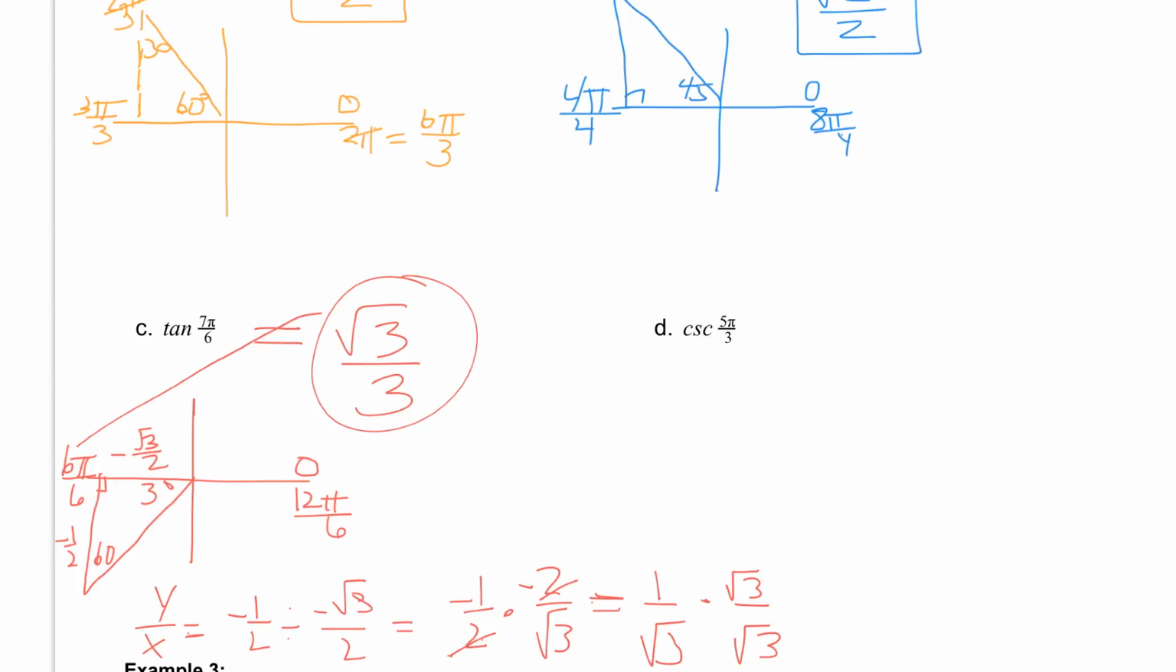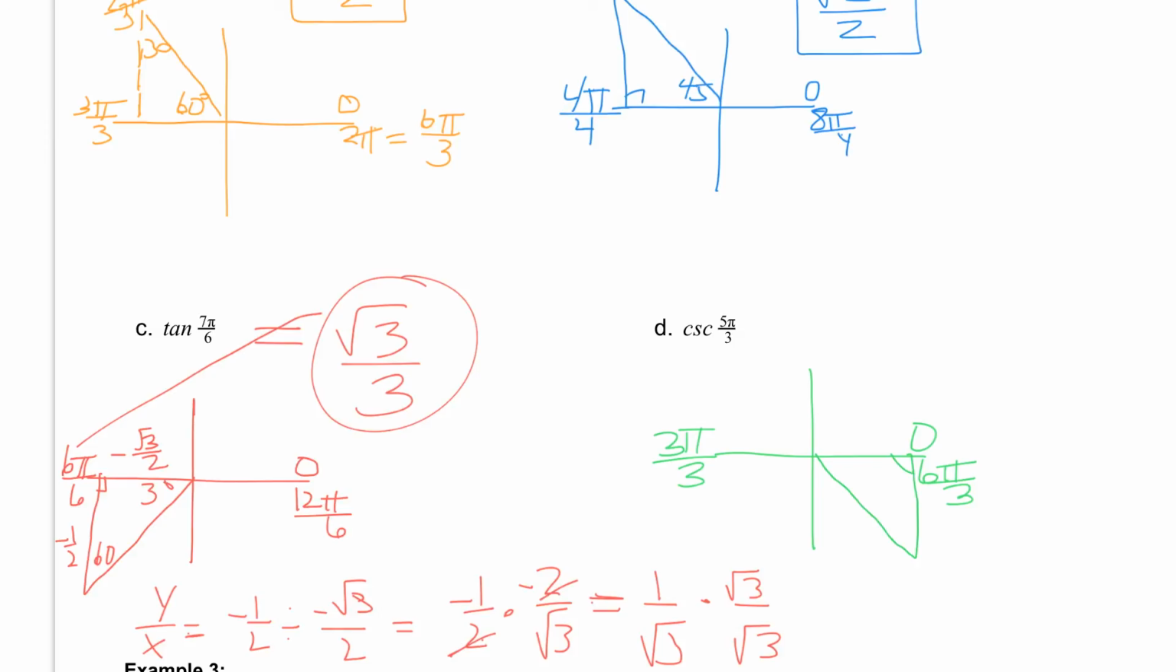And let's do one more, letter D. So I have the cosecant of 5 pi over 3. So if I draw it in and label my sides, here's 3 pi over 3, this is 0 or 6 pi over 3. And I'm thinking 5 pi over 3, well 5 pi over 3 is going to be 1 less than 6 pi over 3, so right before 6 pi over 3, bringing me in the fourth quadrant.